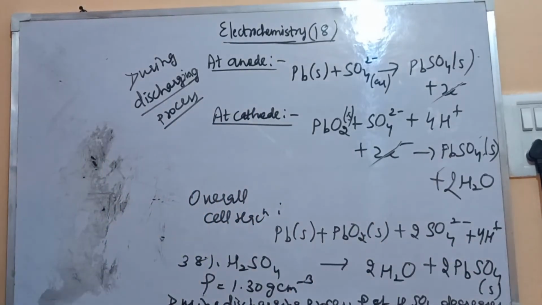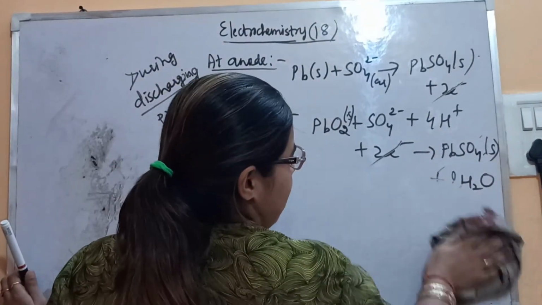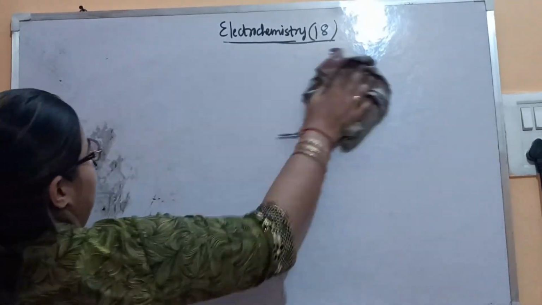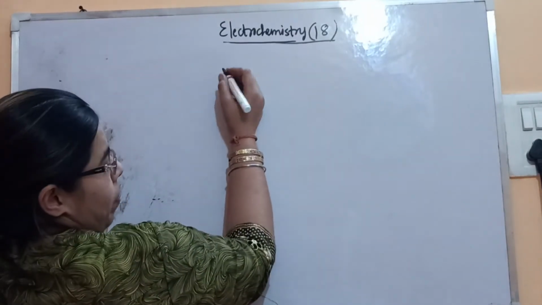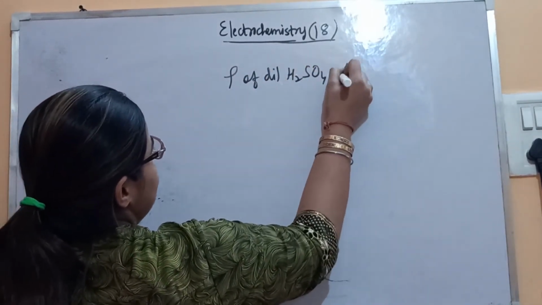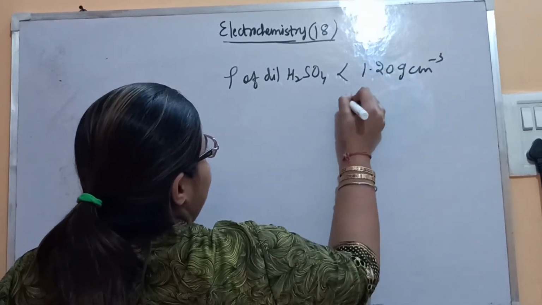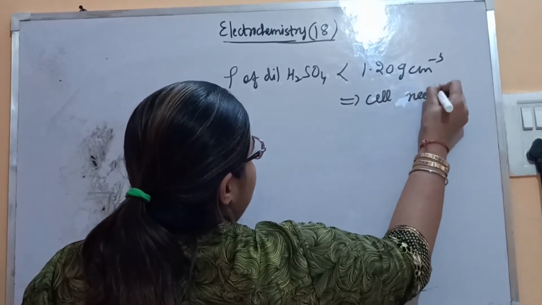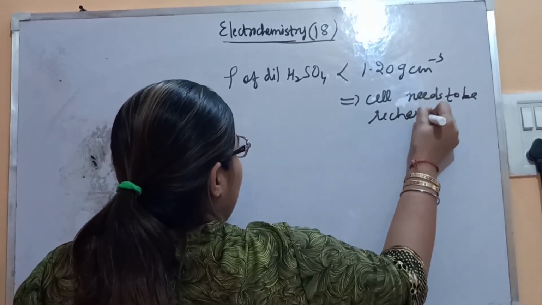It decreases, and when it decreases to 1.20, then it means the cell needs to be recharged. If the density of the dilute H2SO4 that we have used is less than 1.20, in that case the cell needs to be recharged. Now what will happen?